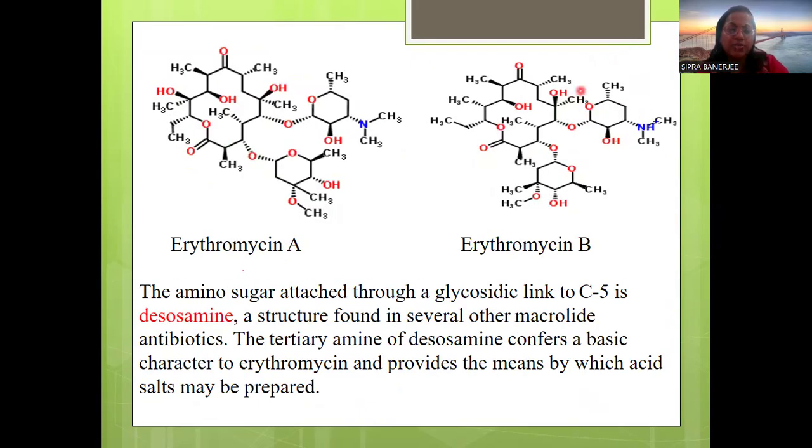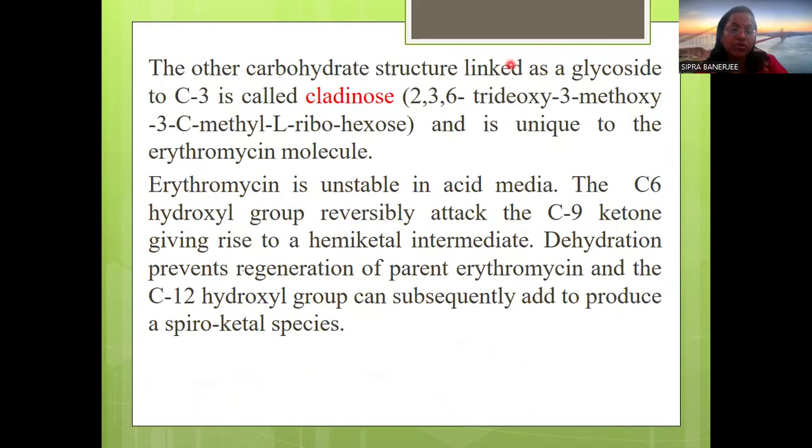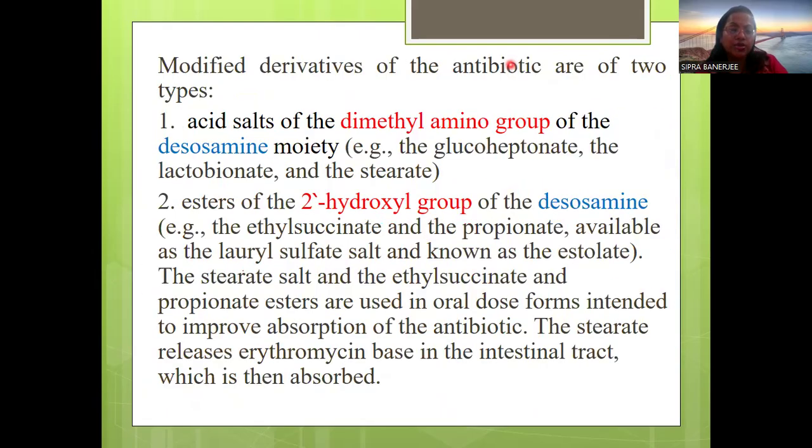This is erythromycin A and B. The amino sugar is attached by a glycosidic link at C5, and the structure is found to be very effective against macrolide-sensitive organisms. Then there are other descriptions also. Okay.